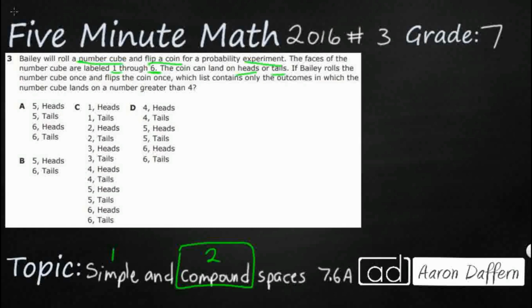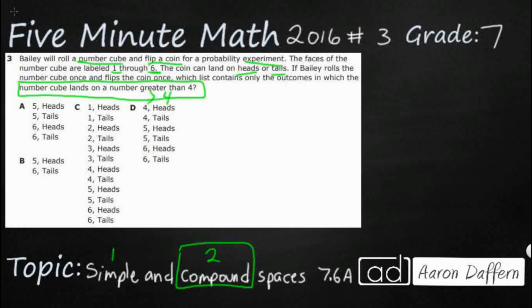And if Bailey rolls the number cube once, flips the coin once, which list contains only the outcomes in which, look at this right here, we can read everything, and if we skip this, we are out of luck. So we need a number cube that lands on a number greater than 4. We have to notice what's missing in that as well.